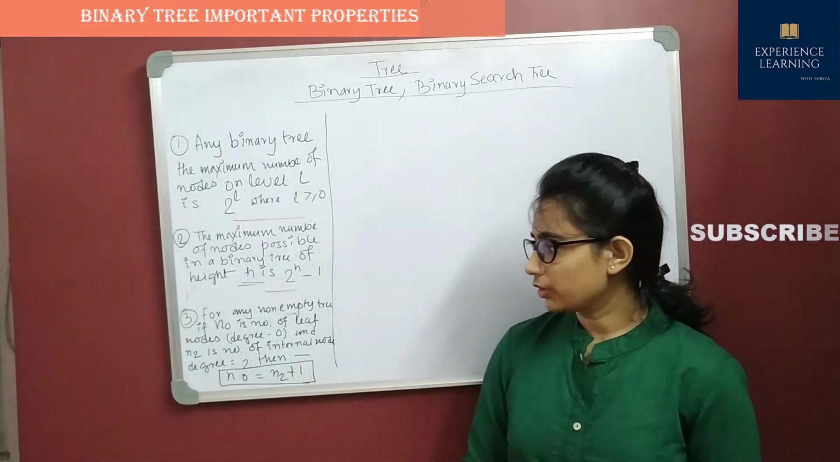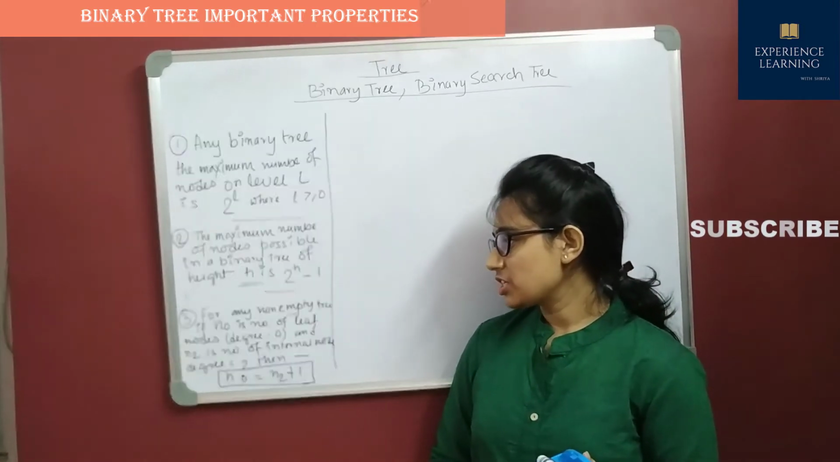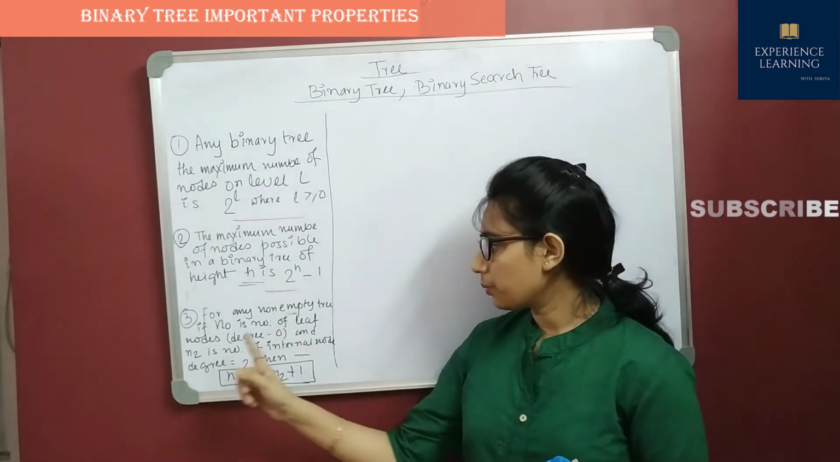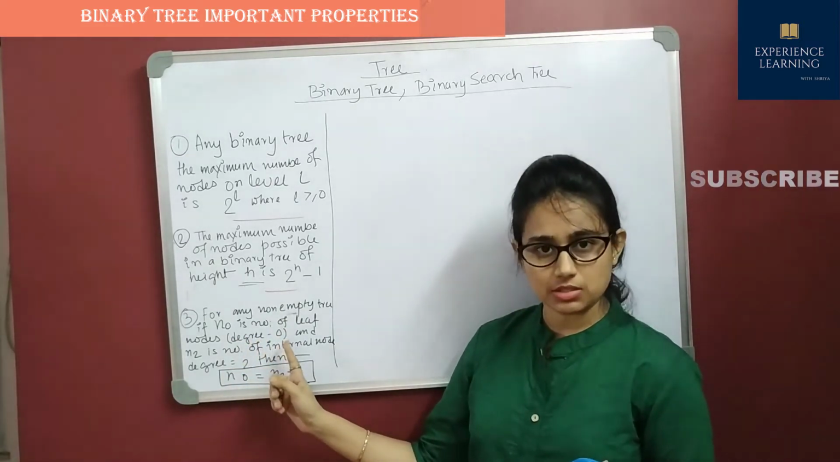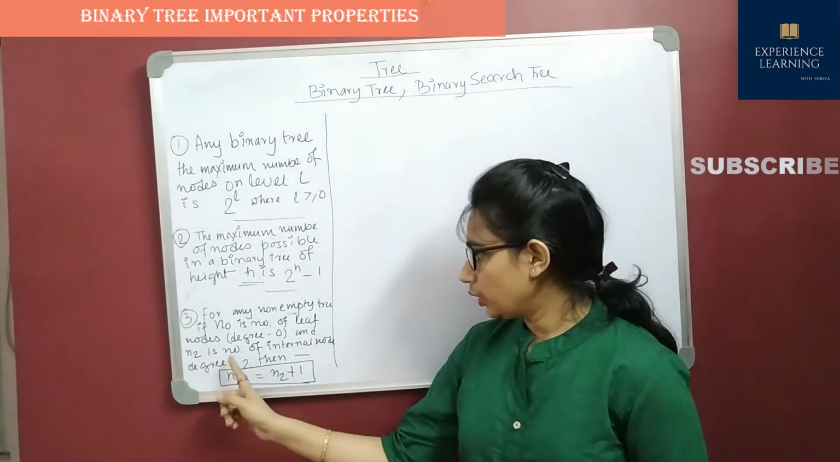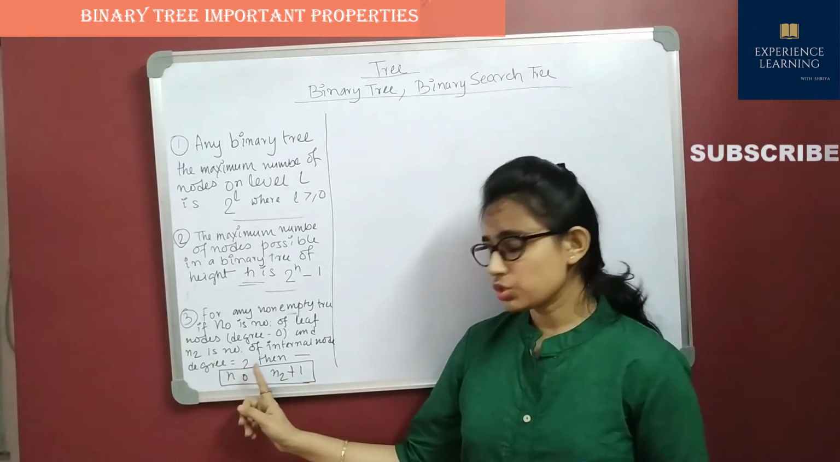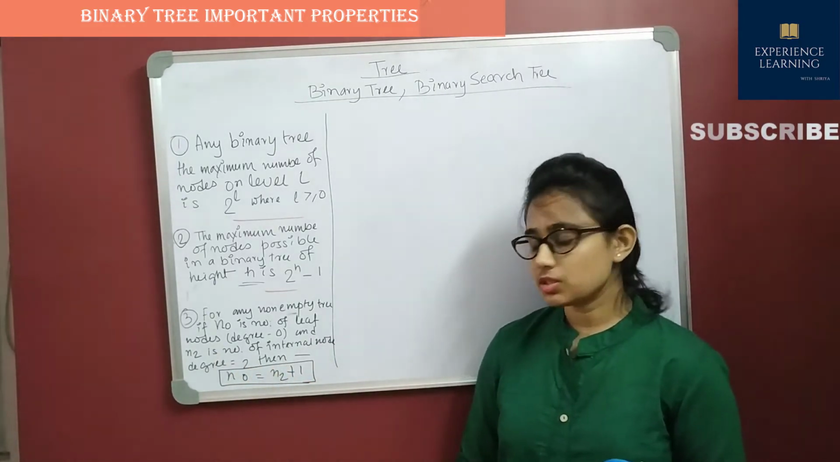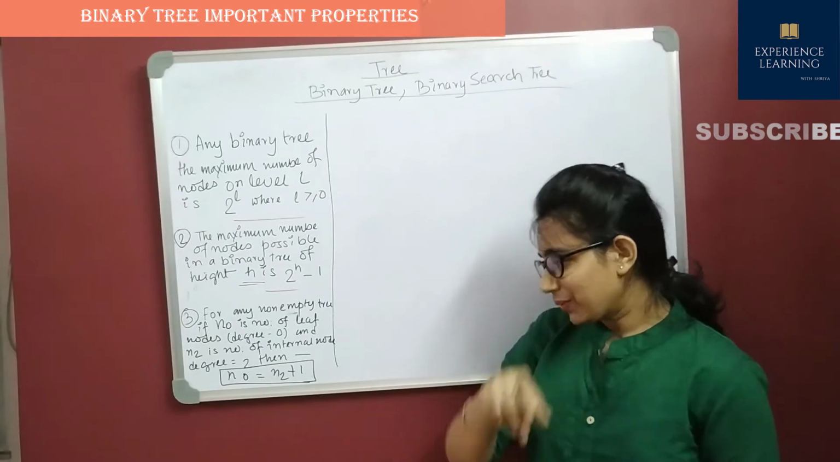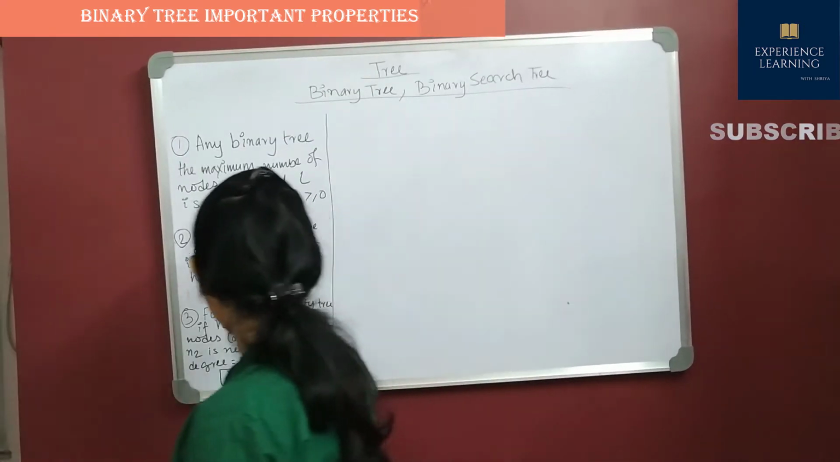Okay, now the third one. For any non-empty binary tree, if n0 is the number of leaf nodes, that means degree 0, and n2 is the number of internal nodes of degree 2, then n0 equals n2 plus 1.